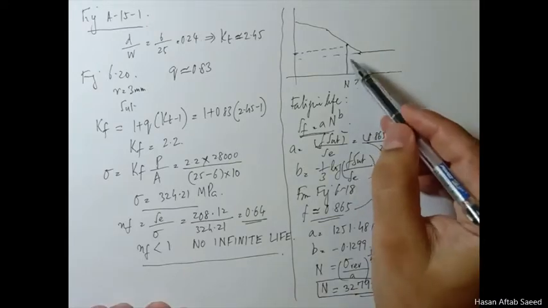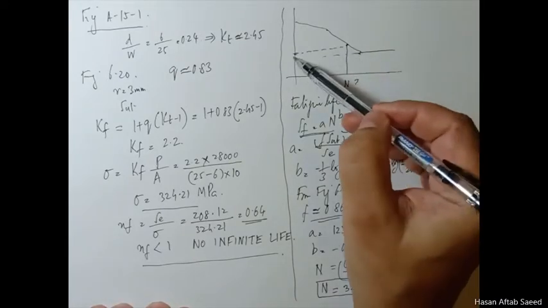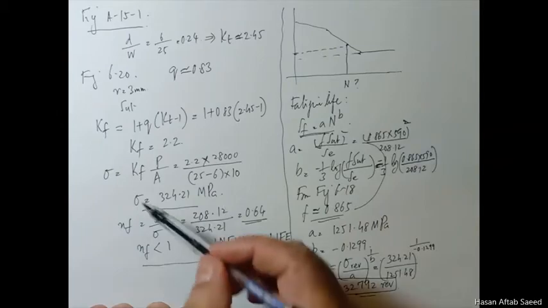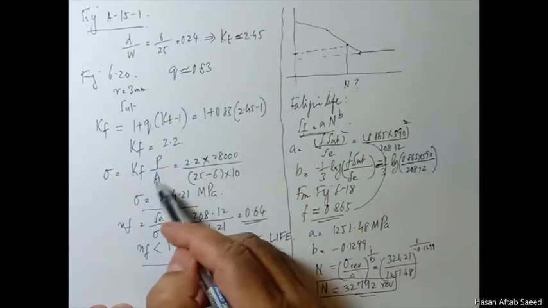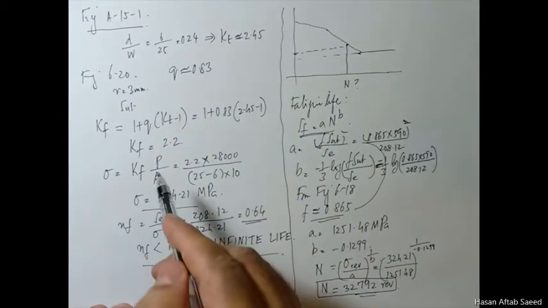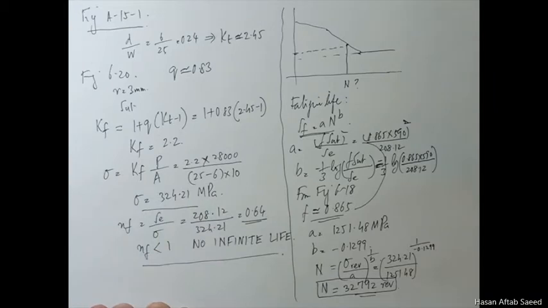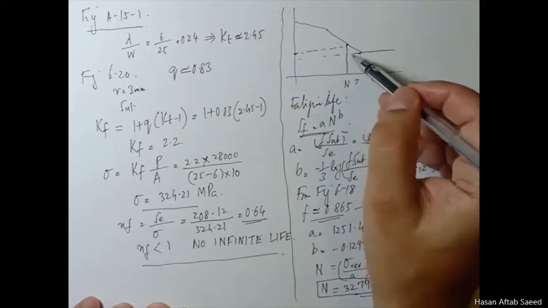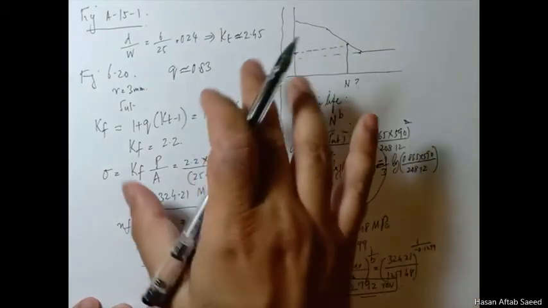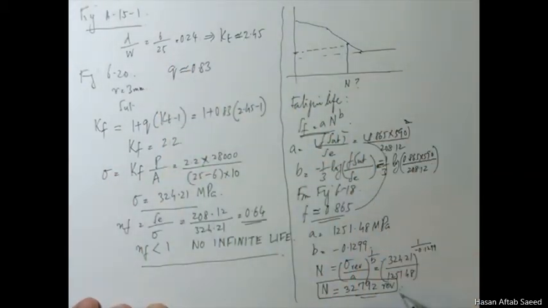Now if you want to increase this life, either you decrease the stress applied by increasing the area, or decreasing the load, or you must then use some other material with a high endurance limit. But if you're not going to change any of these things, then your component will last only these many cycles. So this is the end of question number one.